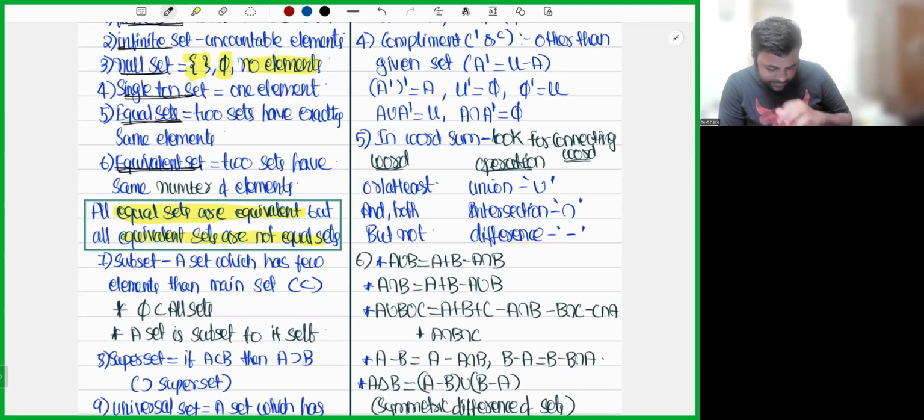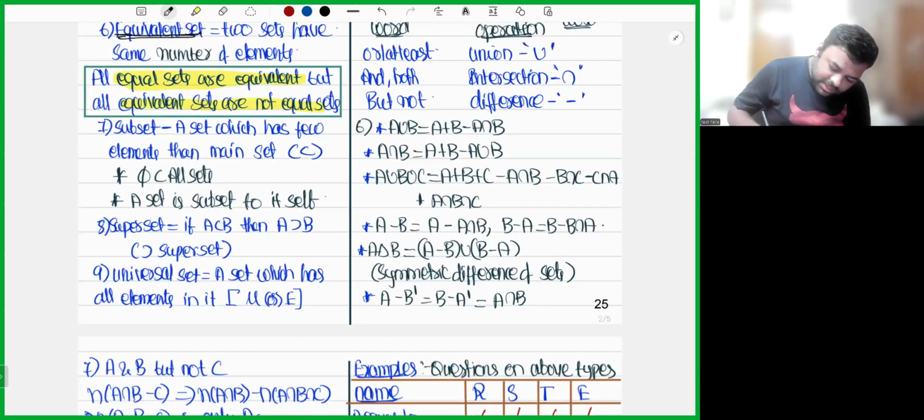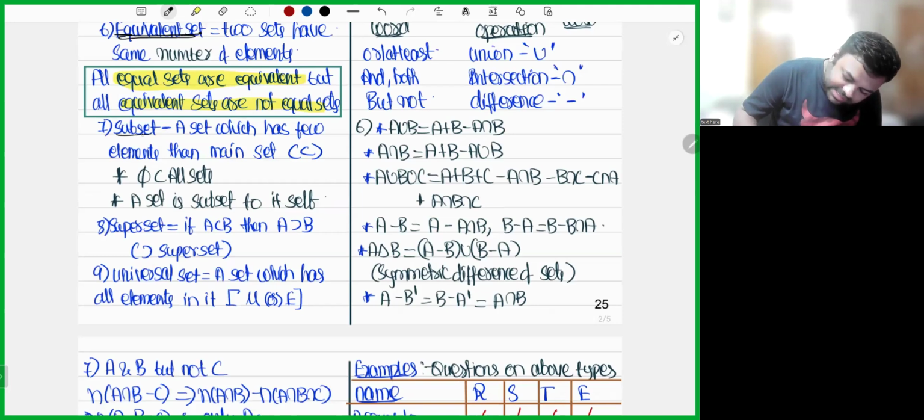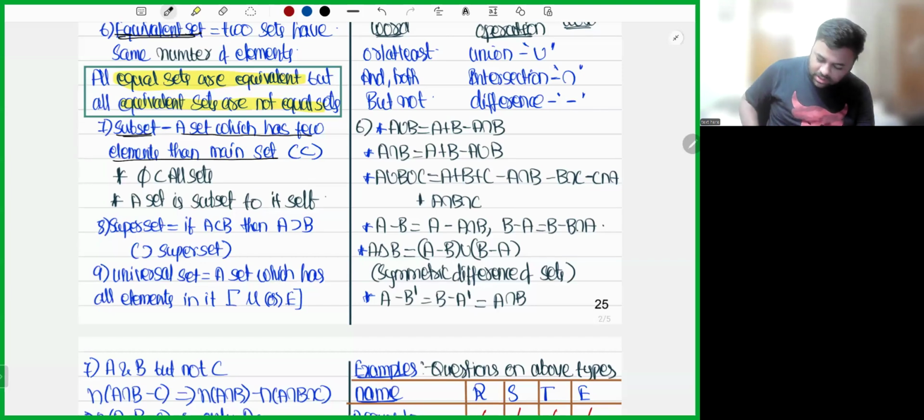Next. Subset. A set which has fewer elements than the main set is called a subset. A null set is a subset of all sets. A set is a subset of itself.